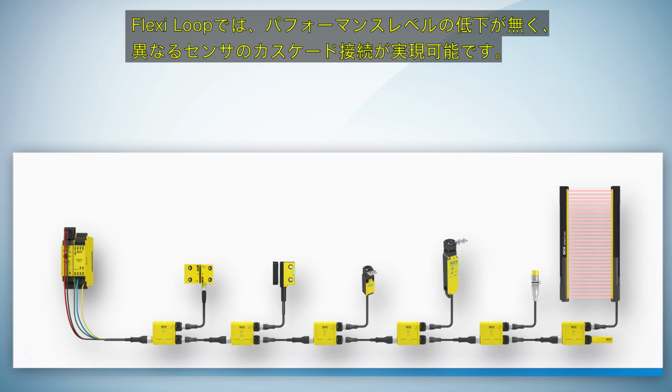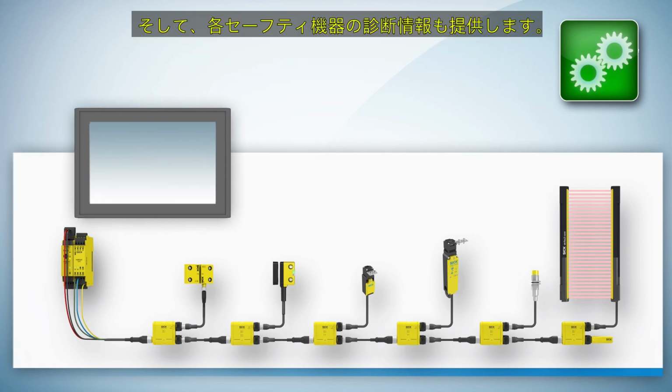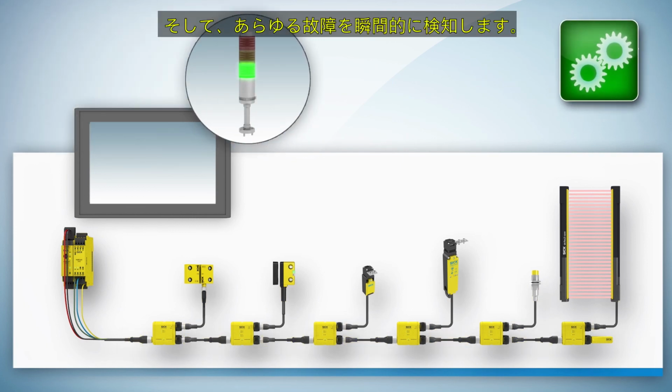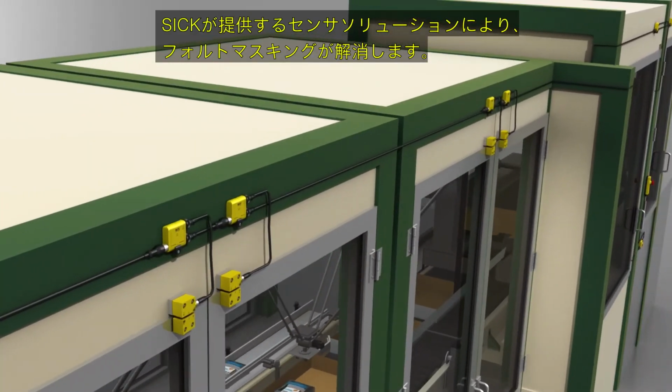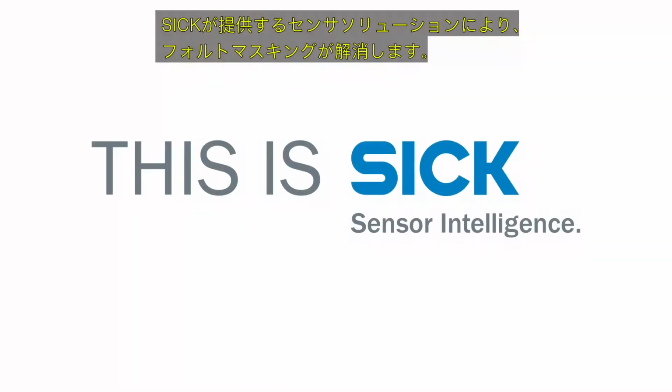FlexiLoop allows the connection of different safety sensors in a series without the reduction in the performance level and offers detailed diagnostic information for each safety device. FlexiLoop monitors the wiring to each sensor and in between the FlexiLoop nodes and detects every possible fault instantaneously. Fault masking is not an issue with sensor solutions from SICK.